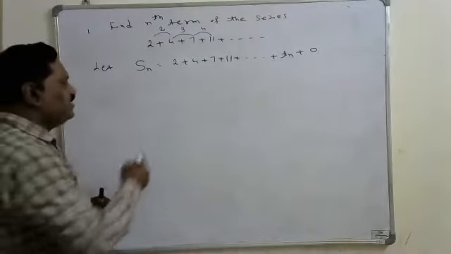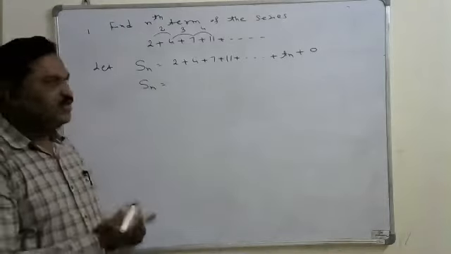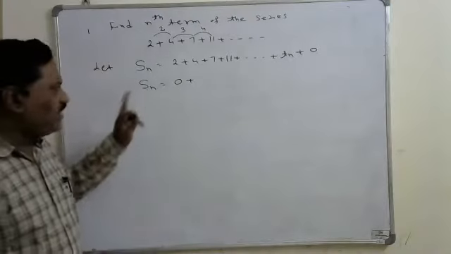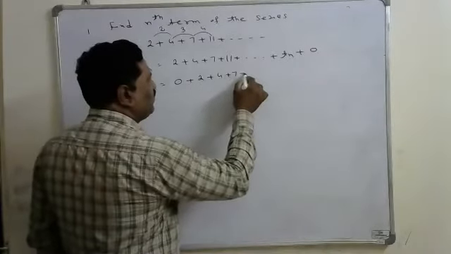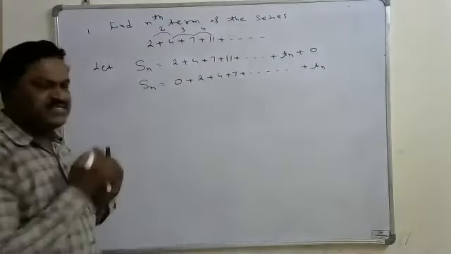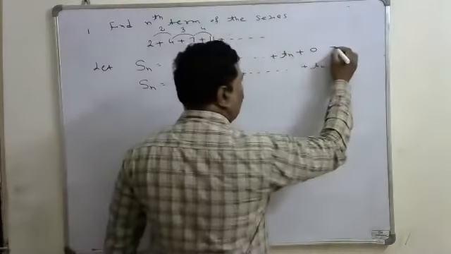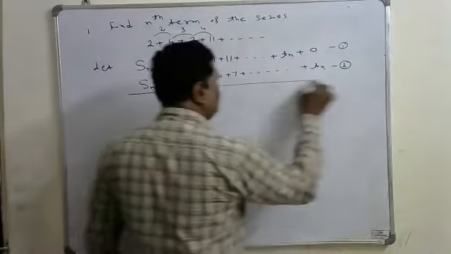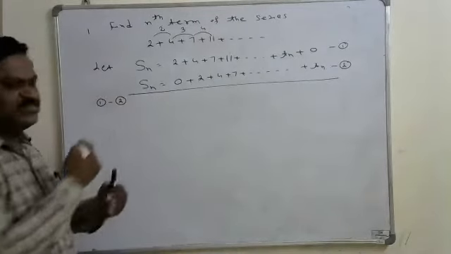Now take the same series with the 0 at the starting. Even if you take the 0 at the starting, the sum is not going to change; you get the same Sn. So 0 plus 2 plus 4 plus 7 plus, and so on, plus Tn. I write the same terms whose sum is also Sn. Call the first equation number 1 and this one equation number 2. Now we will subtract these two, 1 minus 2.